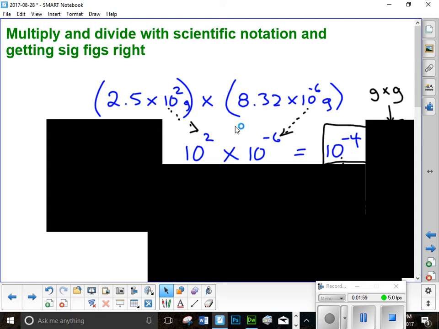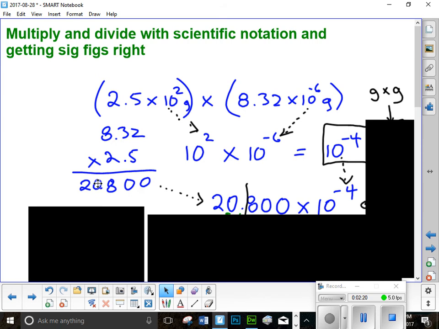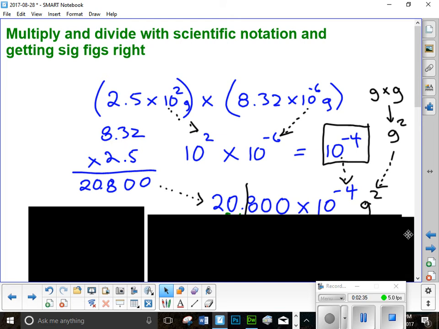So we have minus 6, and we're going to take away 2 with the positive, and what's left is 4 minus. So that's how we add exponents. We literally just take the signs and use them to add or subtract. Now we're going to take the number we got over here and throw it into the middle. We take our number from multiplying these two powers of 10, which was 10 to the minus 4, and then the grams give us the grams squared.